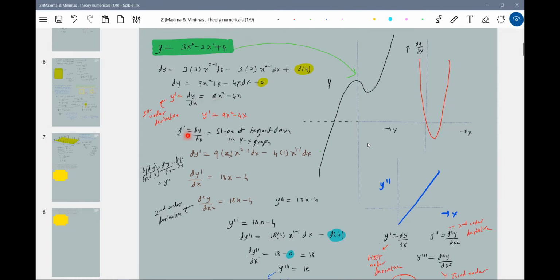This is the dy by dx, y dash. So what is the curve? 9x squared minus 4x. The curve will be of this kind. This is dy by dx, I'm plotting it. Then what about y double dash? It is just 18x minus 4. It's like an equation of a straight line, slope 18, intercept minus 4.